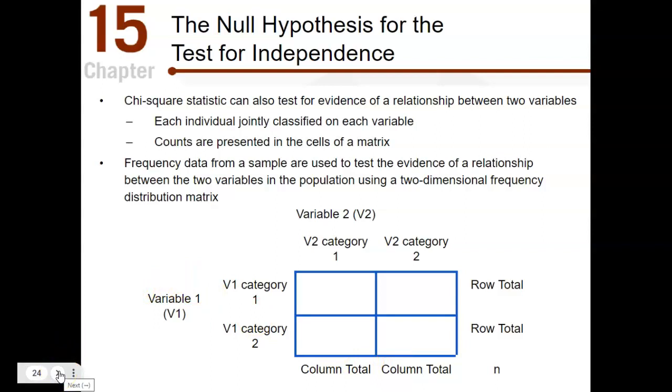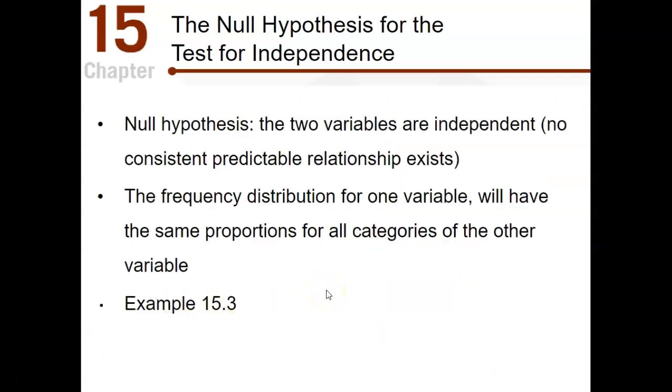We'll see an example in a little bit, but let's talk about the null hypothesis for a test for independence. The null hypothesis will state that the two variables are independent. That is, that there's no relationship between them, or you can't make any predictions about the other one based off of the first one. The frequency distribution for one variable will have the same proportions for all of the categories of the other variable. So let's go into an example, and then we can go into more detail on the null hypothesis.